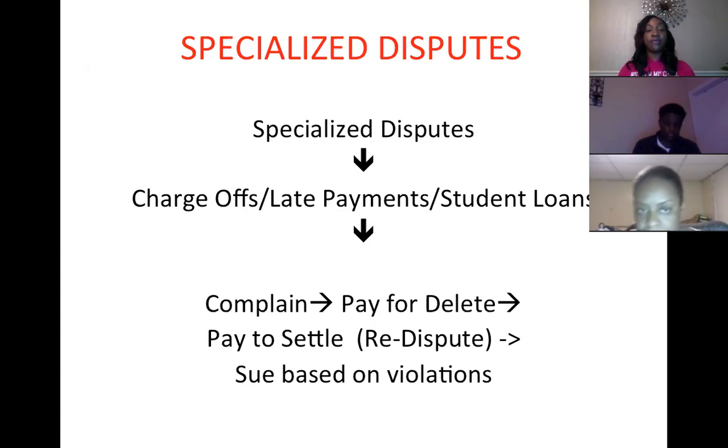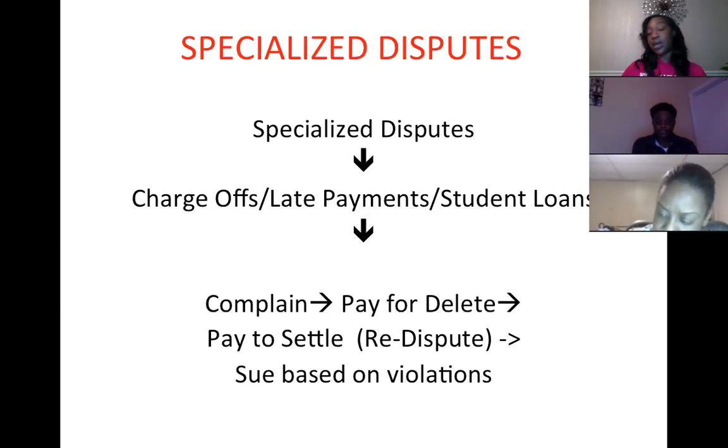Same thing here. If they are not removing those inaccuracies, they're not responding, they're not removing those errors, you complain. Complain to the FTC, the CFPB, the Attorney General's office, everywhere you can. You could do a settlement if the client has it, and then redispute with the credit bureaus because that information will not be up to date.